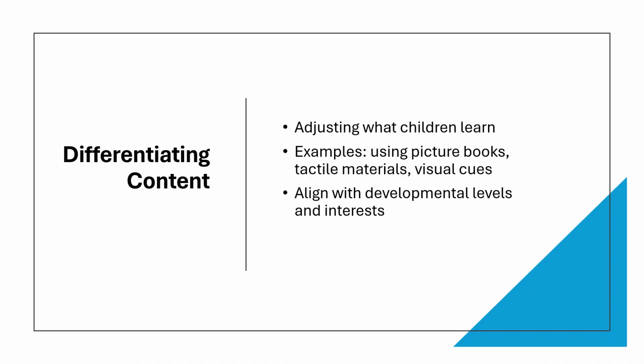Content differentiation involves modifying the learning materials to match children's abilities and interests. For instance, one child might engage with counting by manipulating physical objects, and another one would benefit from using visual charts. Picture books, tactile materials, and hands-on activities also can make concepts more accessible. As educators, we can also adjust the complexity of tasks to meet varying developmental levels. Differentiated content ensures that all students participate meaningfully in the classroom learning experiences.